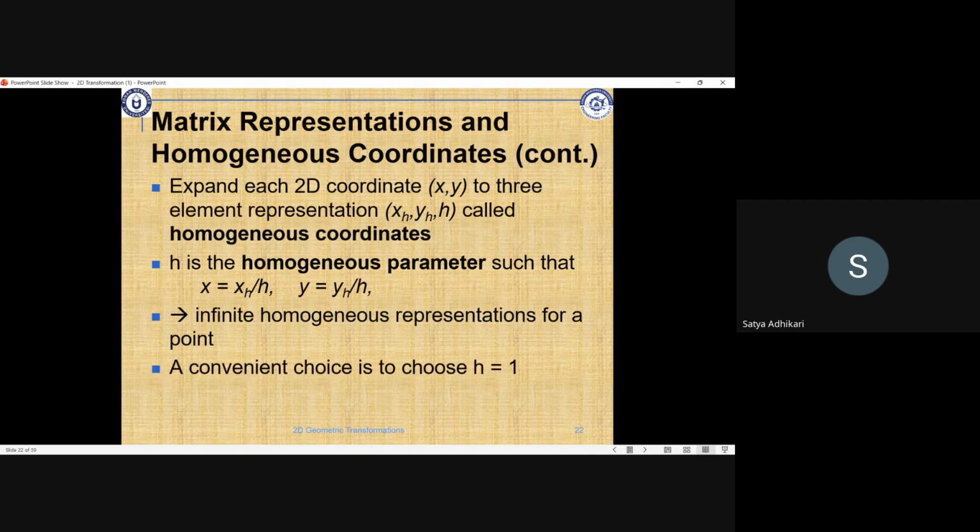A convenient choice is to choose h equal to 1. If you take h equal to 1, then the 3-element representation is xh, yh and 1. So x equals xh and y equals yh, because the value of h is 1.